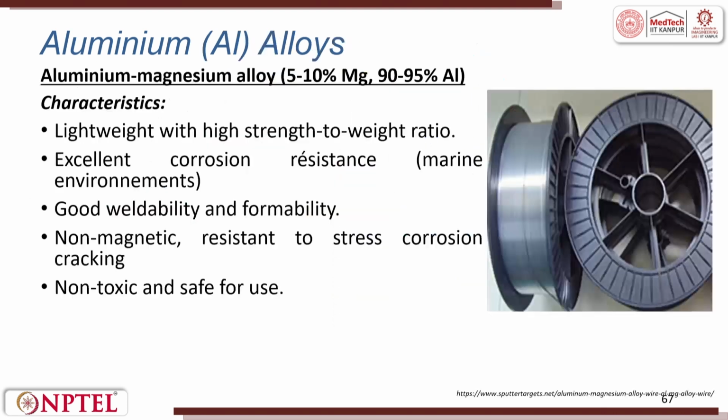Aluminum magnesium alloys, in which 5 to 10% of magnesium is added and 90 to 95% is aluminum, are exhaustively used for making aluminum wires. Lightweight with high strength ratio, excellent corrosion resistance, good weldability and formability, non-magnetic, resistance to stress corrosion cracking, etc. It is non-toxic, so it is finding lots of application.